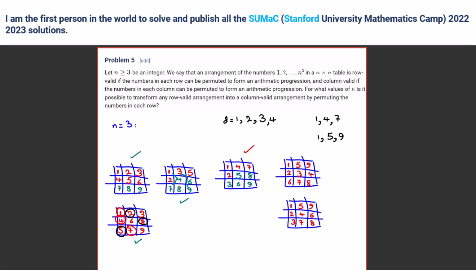Okay, in this case, it's 1, 4, 7. And then what? 2, 8, 5. So 2, 8, 5 and 3, 6, 9. This is good. This one again, 1, 4, 7, 3, 6, 9, right? And 2, 5, 8. So 3 works, right?